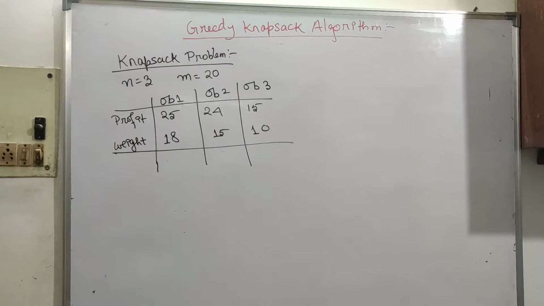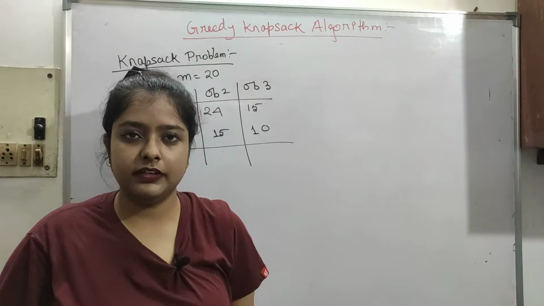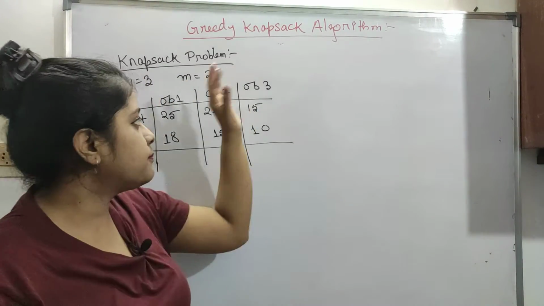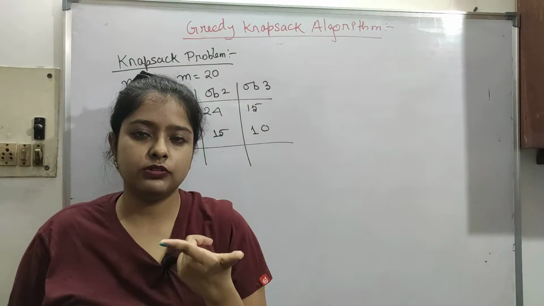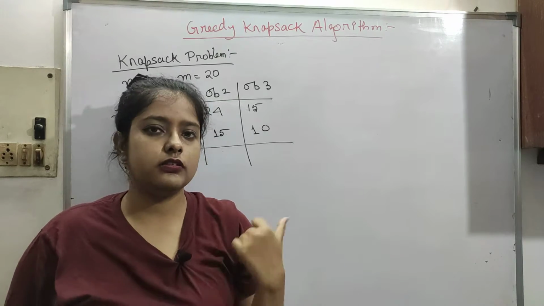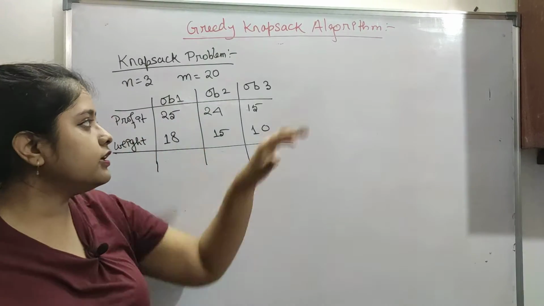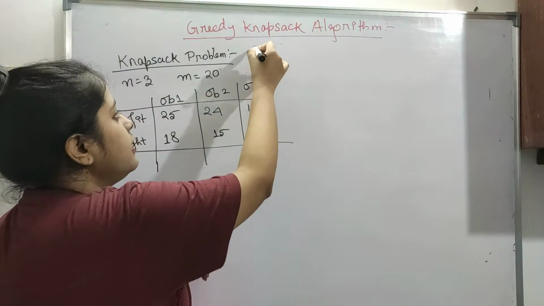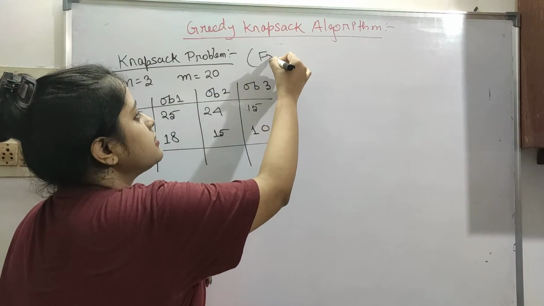So now let's move on to our first algorithm in greedy algorithms: the Knapsack problem. The Knapsack problem has two types. It can be solved with the greedy method and also the dynamic method. Here we will take the greedy method. The difference between greedy and dynamic is that the greedy method is fractional knapsack.